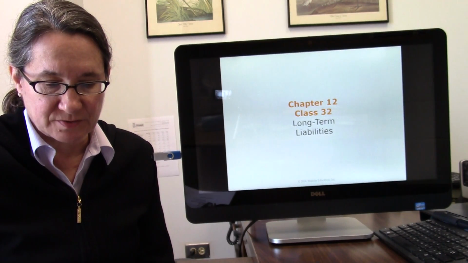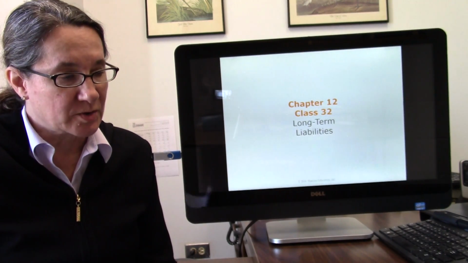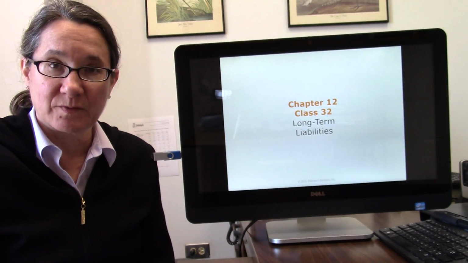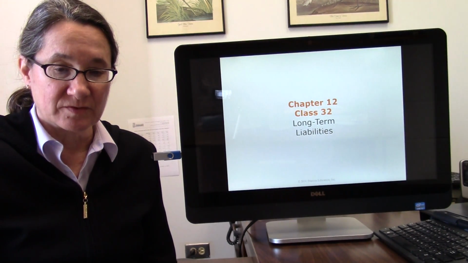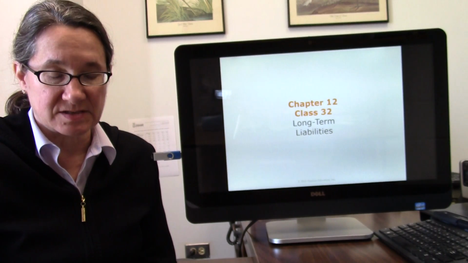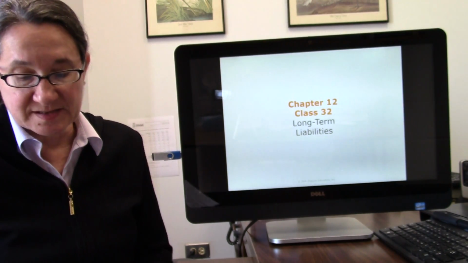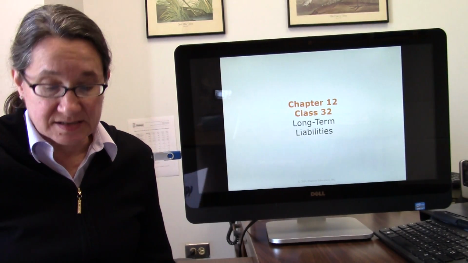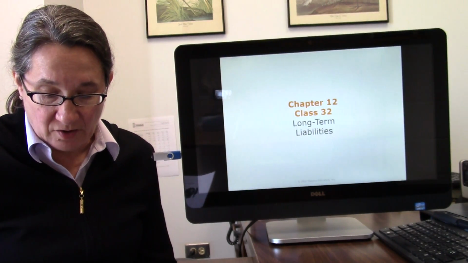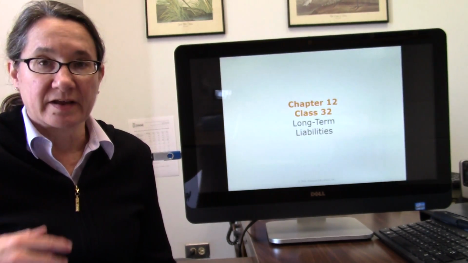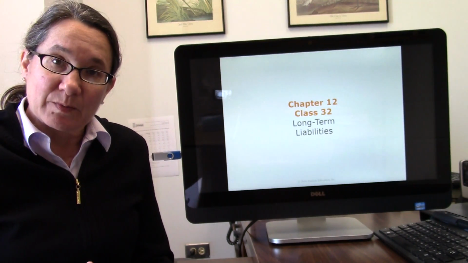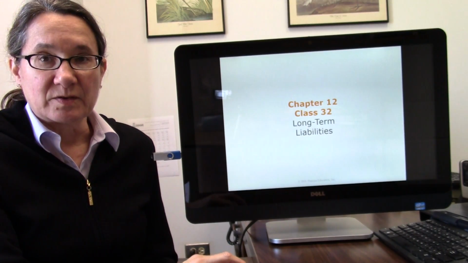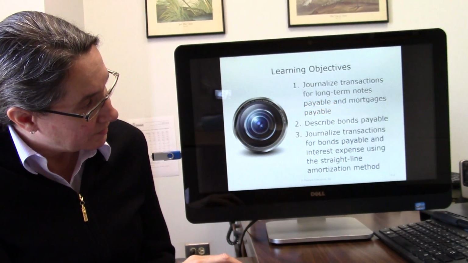We are up to chapter 12. So we're going to start talking about long-term liabilities. Working our way through the balance sheet, we are over to liabilities and we're past current to long-term. So this is class 32A in the Monday, Wednesday, Friday class, and 23A on the Tuesday, Thursday class. So we're going to talk a little bit more about long-term liabilities. You already know about these, but we're just going to go into a little bit of detail here.